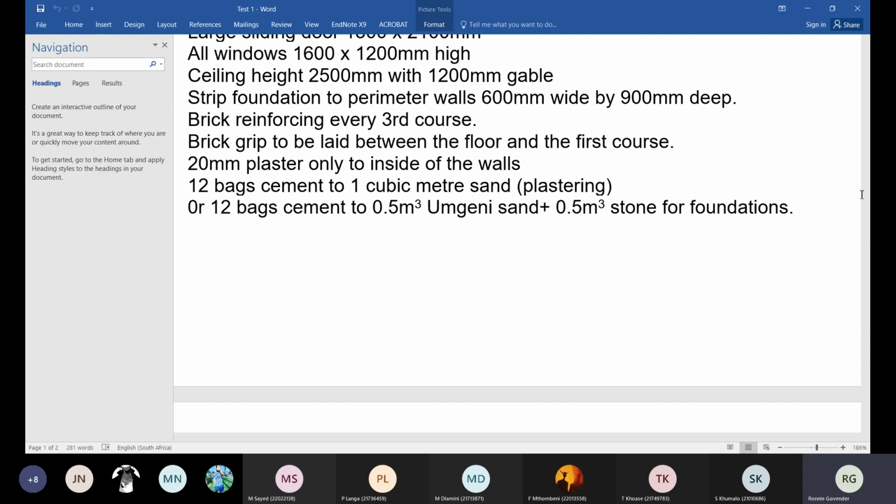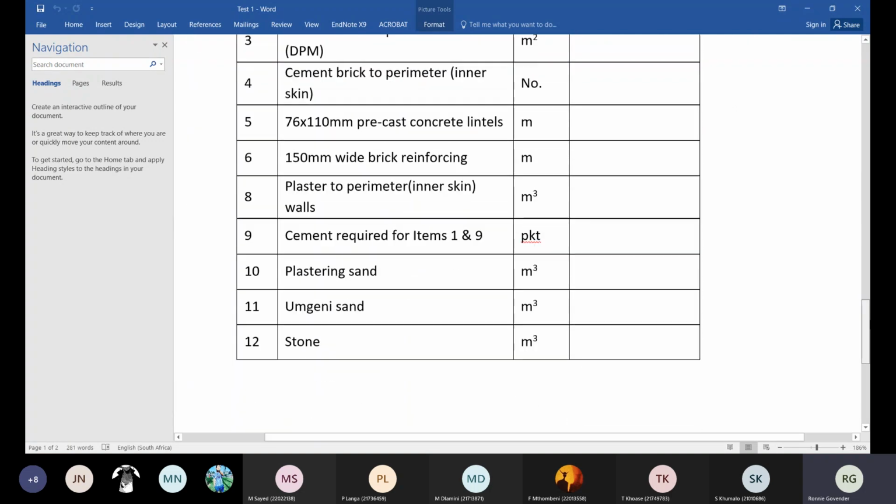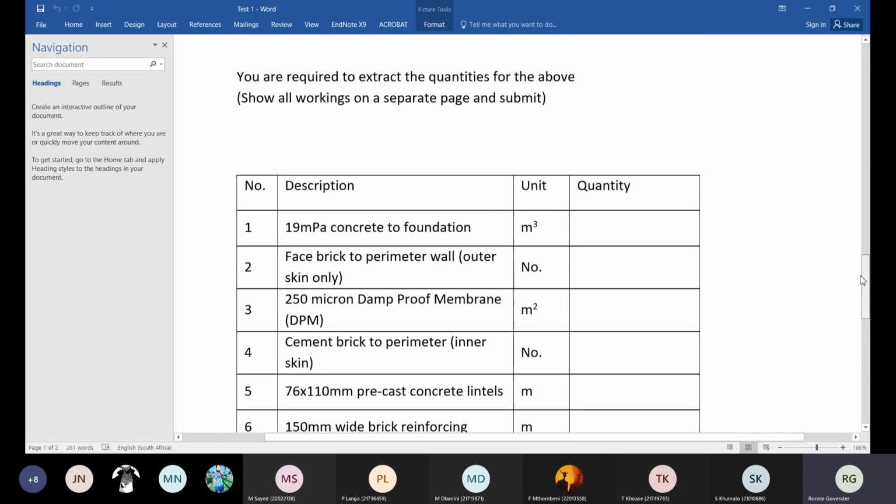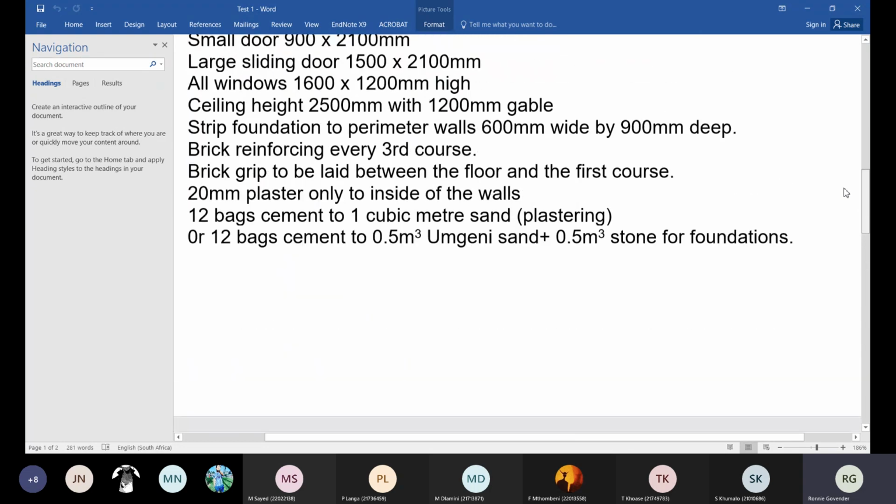So the plastering sand, basically, whatever you would have calculated, let's say for argument's sake, I'm just using an arbitrary figure, let's say we came up with 1.2 cubic meters for our quantity of plaster. Now these are the last three items that I'm looking at: plastering sand, how much you needed, Amghani, how much you needed, and how much stone you needed, all in cubic meters, right? But there we go.